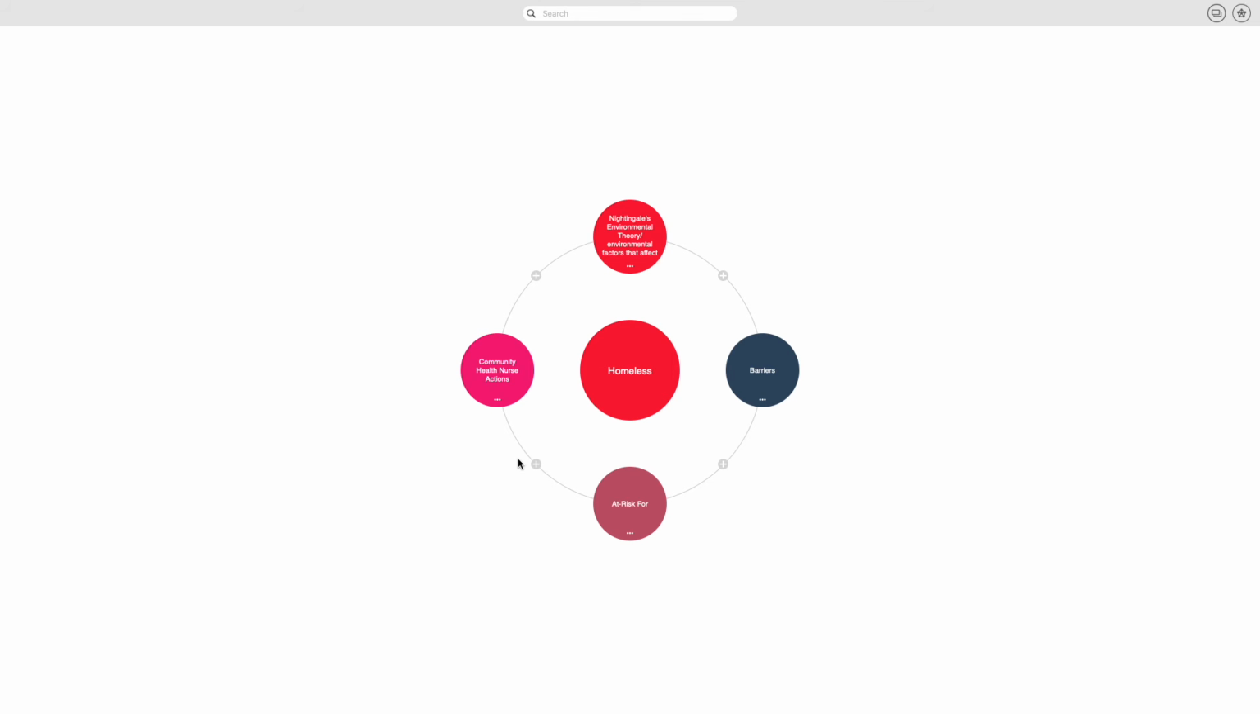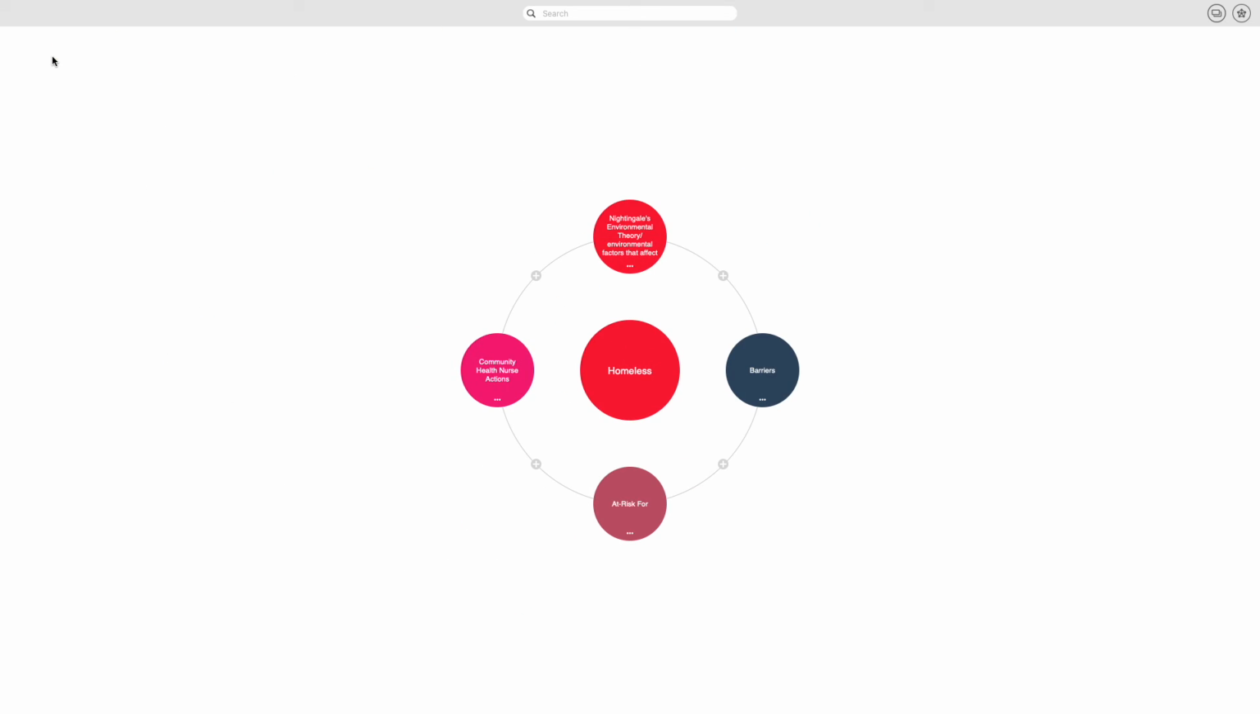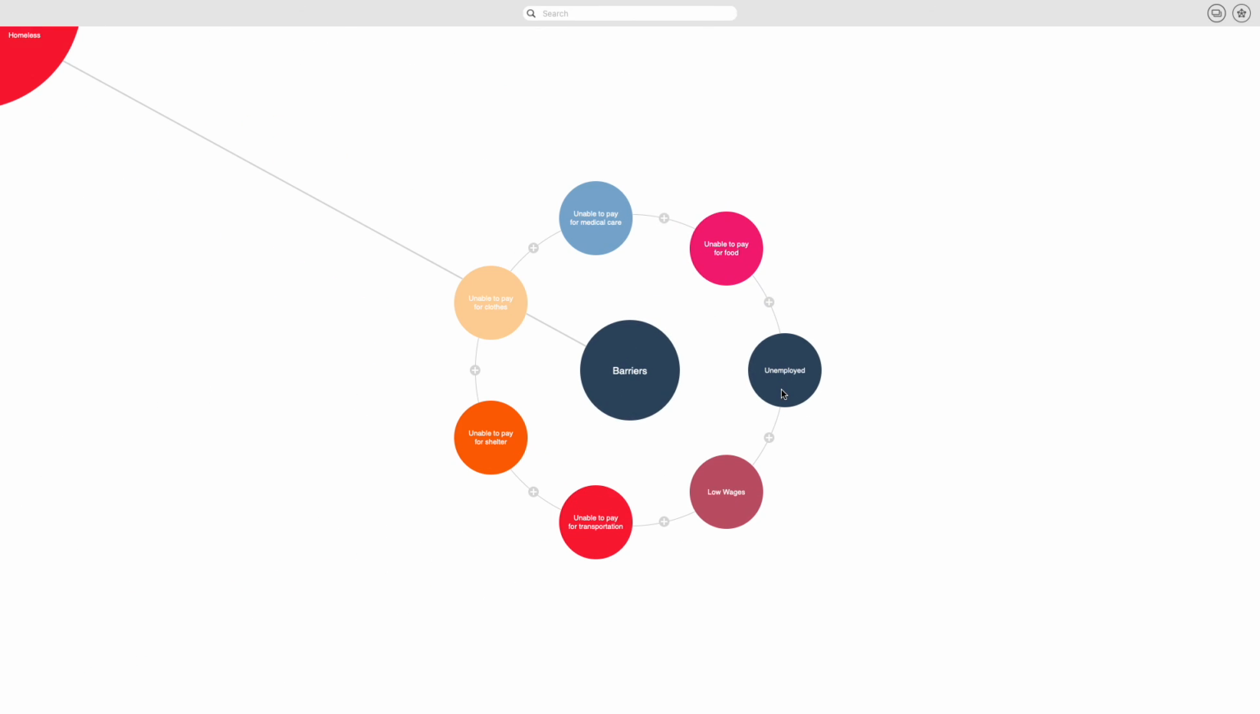For the graphic to go along with this, I've chosen to do a Mindly, which you can see we have our homeless population in the middle, and then we can look at many things that they're at risk for: mental health disorders, malnutrition, skin disorders, TB, HIV, AIDS. We can also look at the many barriers to this population. Those include being unemployed, low wages, and their inability to pay for transportation, shelter, clothes, medical care, and food.